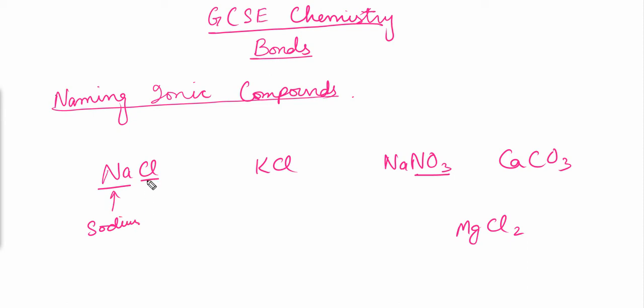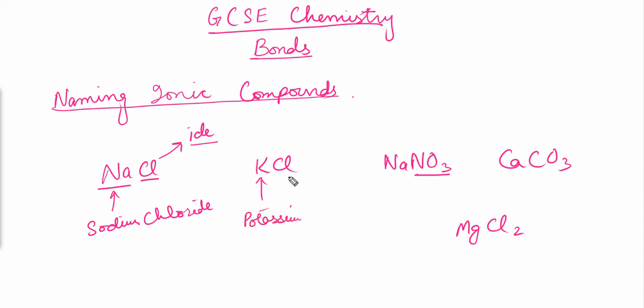And the halogens are basically the atoms that belong to the 7th group in the periodic table. So over here it's chlorine. This chlorine will become chloride. We will add IDE at the end of the name of chlorine, so it will become chloride. Similarly, if it is fluorine, it will become fluoride. If it is bromine, it will become bromide. If it is iodine, it will become iodide. So we will add IDE at the end of the halogen atom.